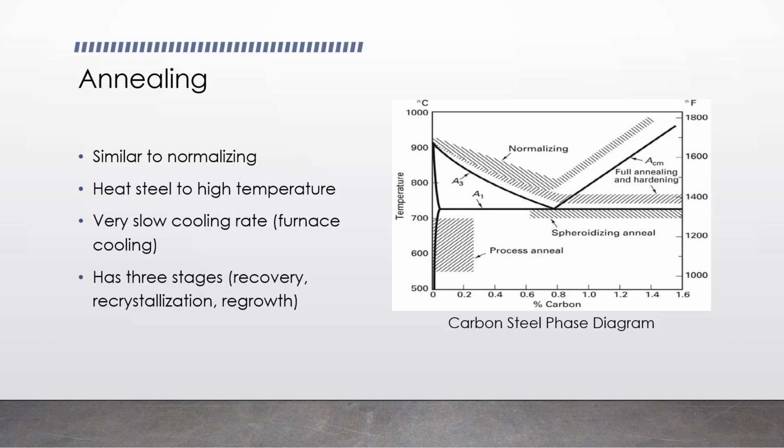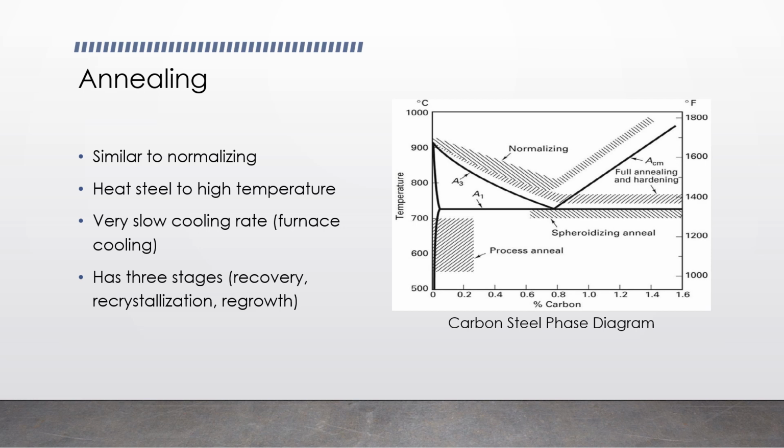Annealing is similar to normalizing in that it heats the steel to a very high temperature and has three stages: recovery, recrystallization, and regrowth. However, unlike normalizing, it has a very slow cooling rate, also called furnace cooling.